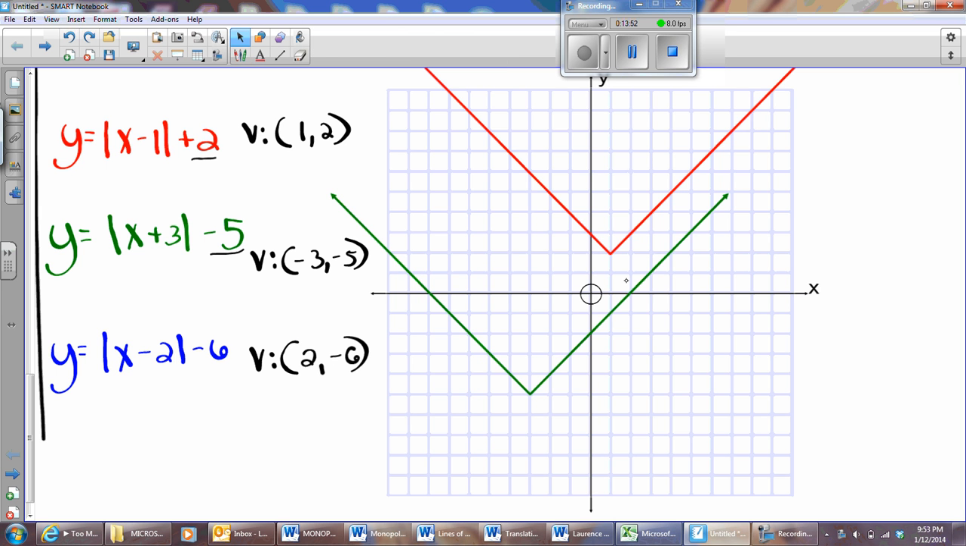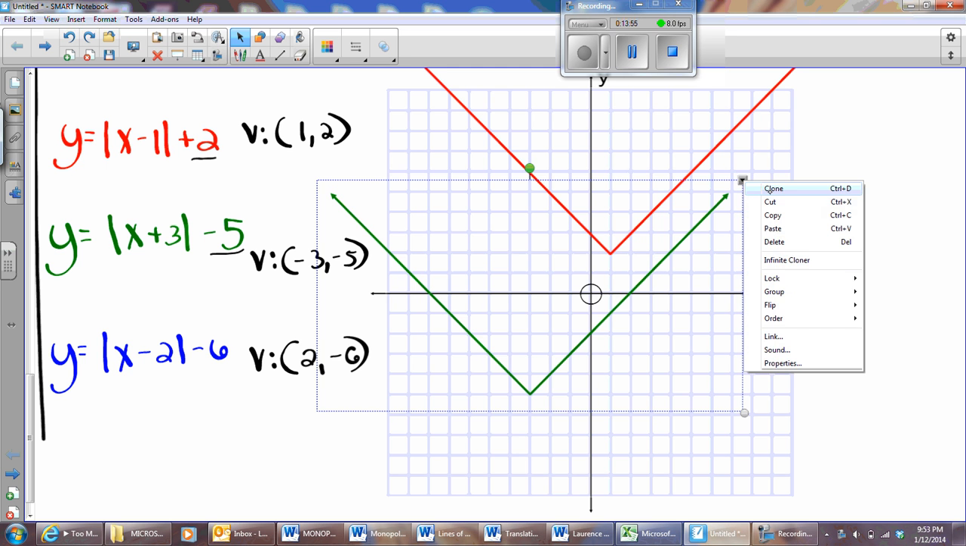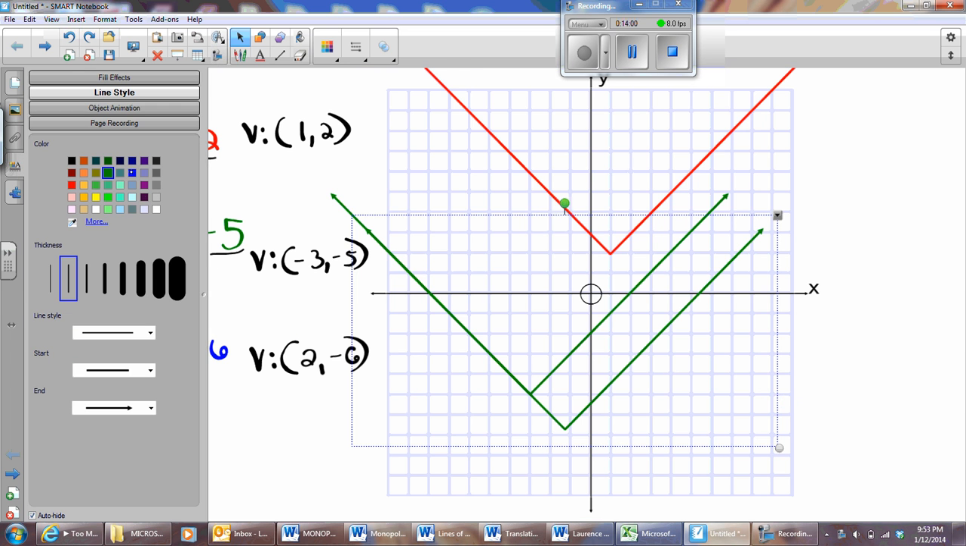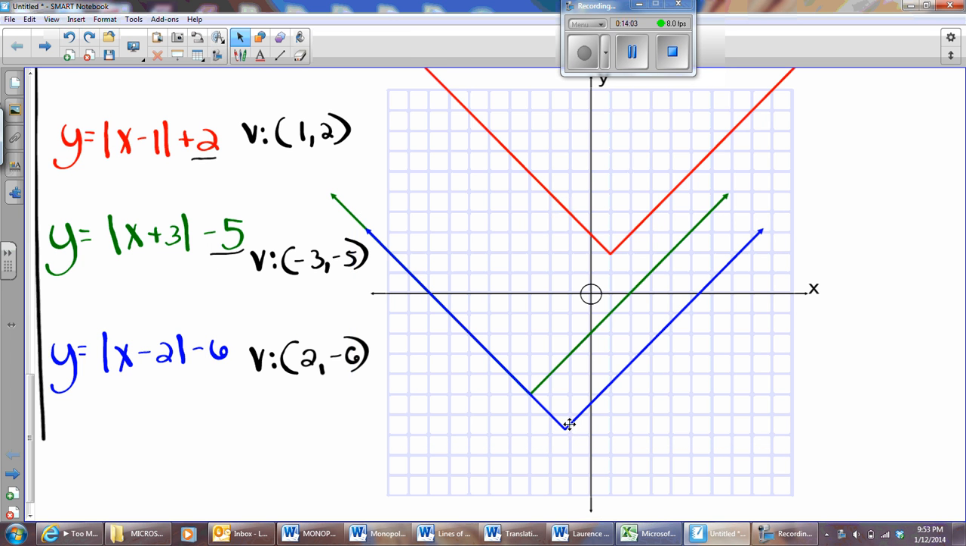So in other words, if I clone him, I'll make him blue. I'm going to put that vertex at 1, 2, 1, then -6. 2, 3, 4, 5, 6, just like that. And you notice the slope is the same. Yeah, pretty easy. Now, if you look at the origin here, did I move down 6? 1, 2, 3, 4, 5, 6. I sure did. And the -2 sent me in the positive direction 2 spaces.